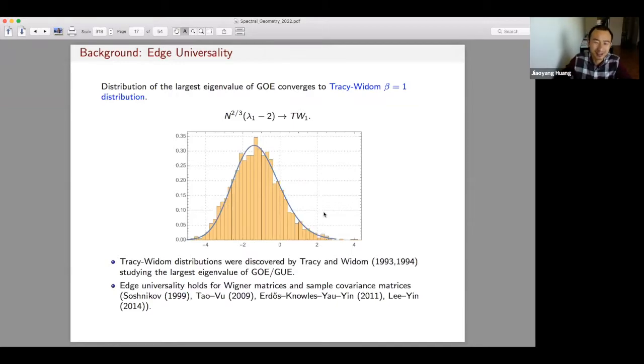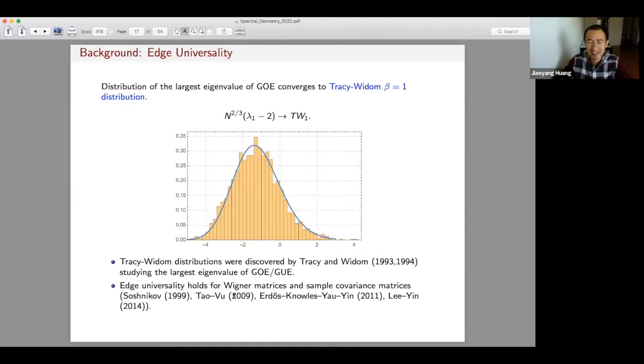So it's not symmetric. And the Tracy-Widom distributions were first discovered by Tracy and Widom in 1993 and 1994 by studying the largest eigenvalue of the Gaussian orthogonal ensemble and Gaussian unitary ensemble. And later, this was proven to be universal. Instead of looking at a matrix with Gaussian entries, you can look at an n by n large matrix with other distributions, as long as it's real symmetric and has independent entries.